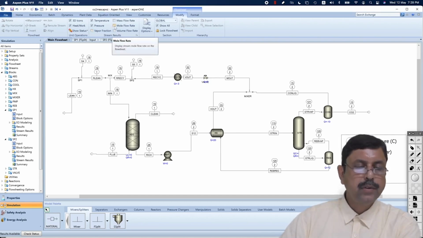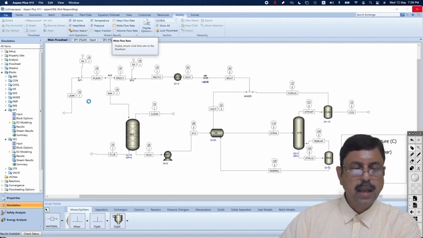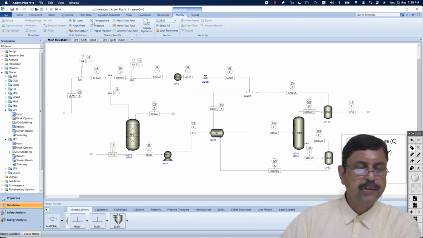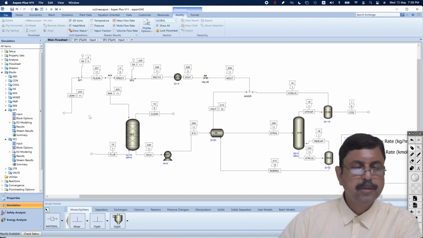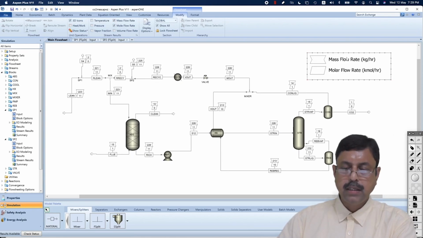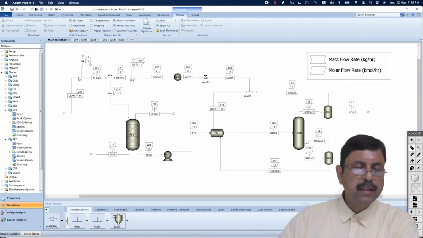Now in this case, you can add the molar flow rate, and let us not bother about the temperature and pressure at this moment because this information is not of that much relevance, and heat information is also not needed. Instead, we are watching the mass flow rate and molar flow rate. So here we find the mass flow rate is 223 and molar flow rate is 11. Okay.